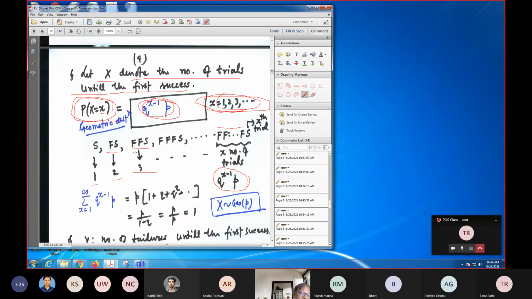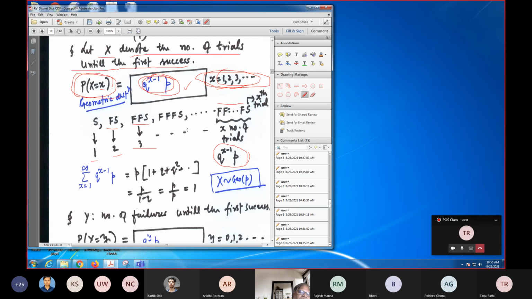So here in this case, it is QQP, Q squared P. So the number of trials is 3. In general, if you are interested in X number of trials until the first success, then there will be X minus 1 failures, and the last trial will result in the success. So Q to the power X minus 1, times P. This is the formula.